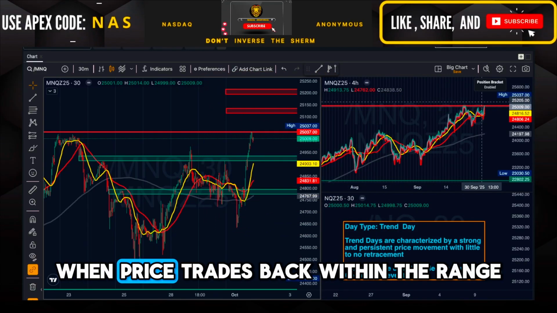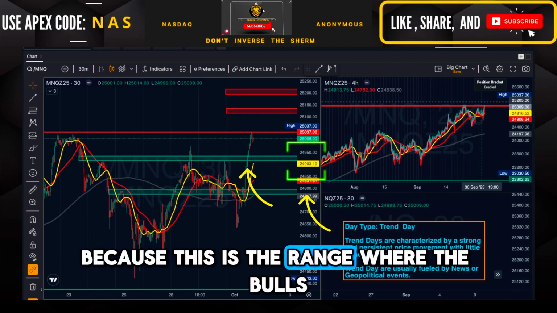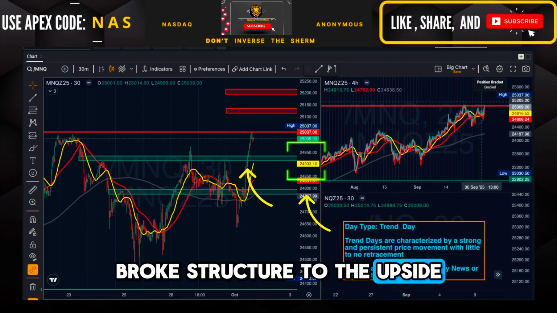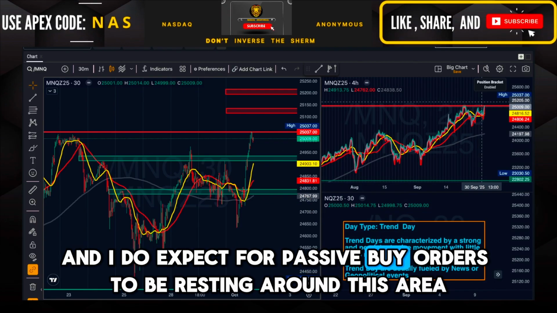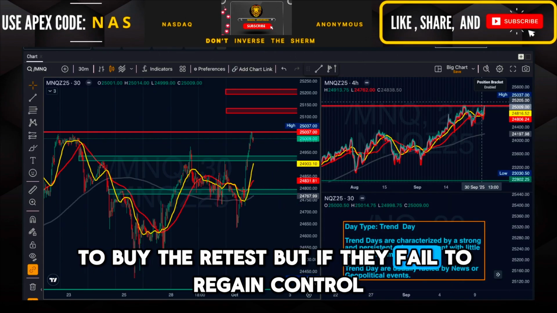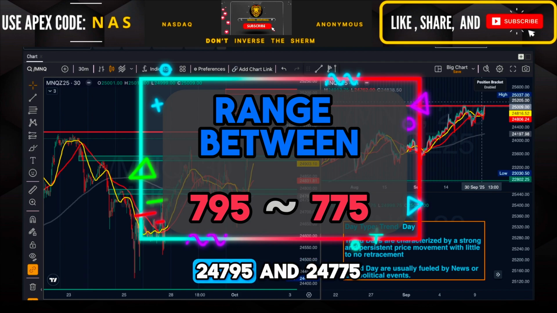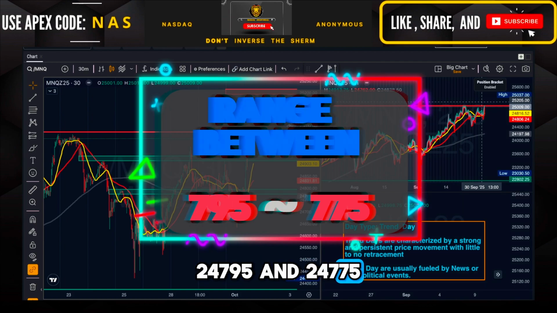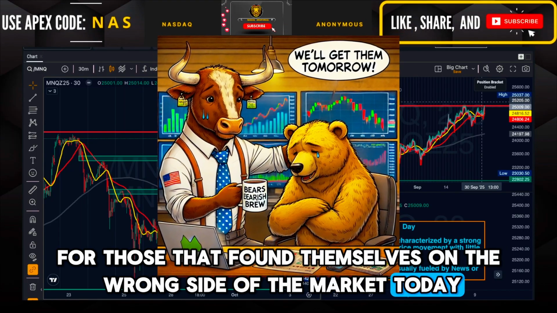However, for my bearish thesis, if the bears can regain their control overnight, then I'll be watching the reaction when price trades back within a range between 935 and 915. Because this is the range where the bulls broke structure to the upside going into the close of yesterday's session. And I do expect for passive buy orders to be resting around this area to buy the retest. But if they fail to regain control, then I'll be watching the reaction when price trades within a range between 795 and 775.